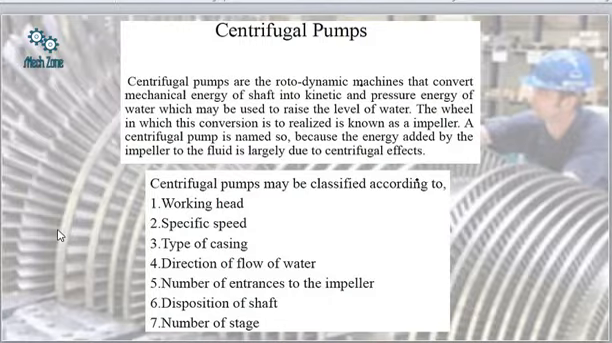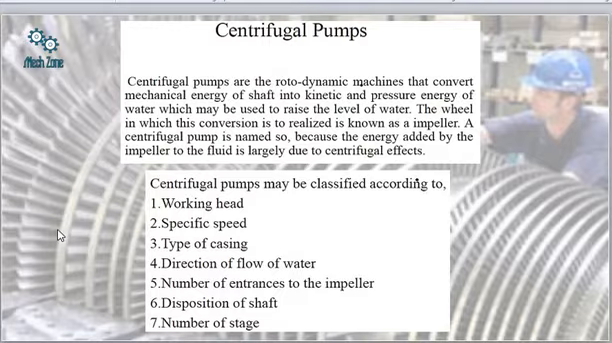Centrifugal pumps are a type of rotodynamic machine which convert the mechanical energy of the shaft into the kinetic energy and the pressure energy of water, which is used to raise this fluid, in general water, from one level to another. The wheel in which this conversion is realized is known as the impeller. So the wheel in centrifugal pumps is called the impeller.